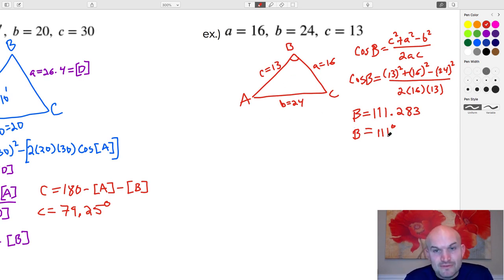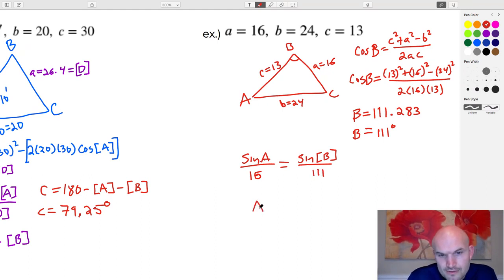Now that I found the largest angle, I know my other two angles are not going to be obtuse. So now I can just use the law of sines. I need to find another angle. You can do A or C, it doesn't really matter. Let's just find A. Yeah, I solved for A. So 16 is equal to the sine of stored answer B over 111.